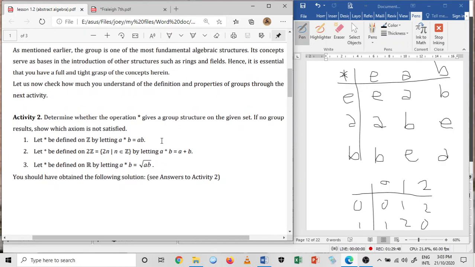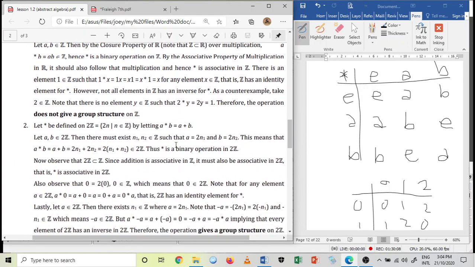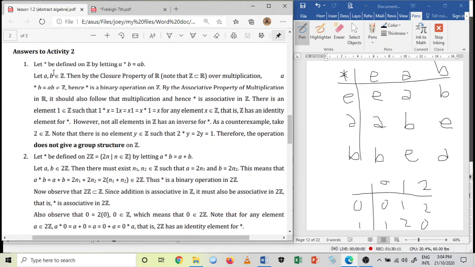So here in activity 2, you are asked to determine whether the operation gives a group structure on the given set. Okay, so that is activity 2. The solutions are actually below. Okay, so we have first the operation asterisk defined on the set of integers by letting A operation B equals A times B. So this is just the usual multiplication in the set of integers.